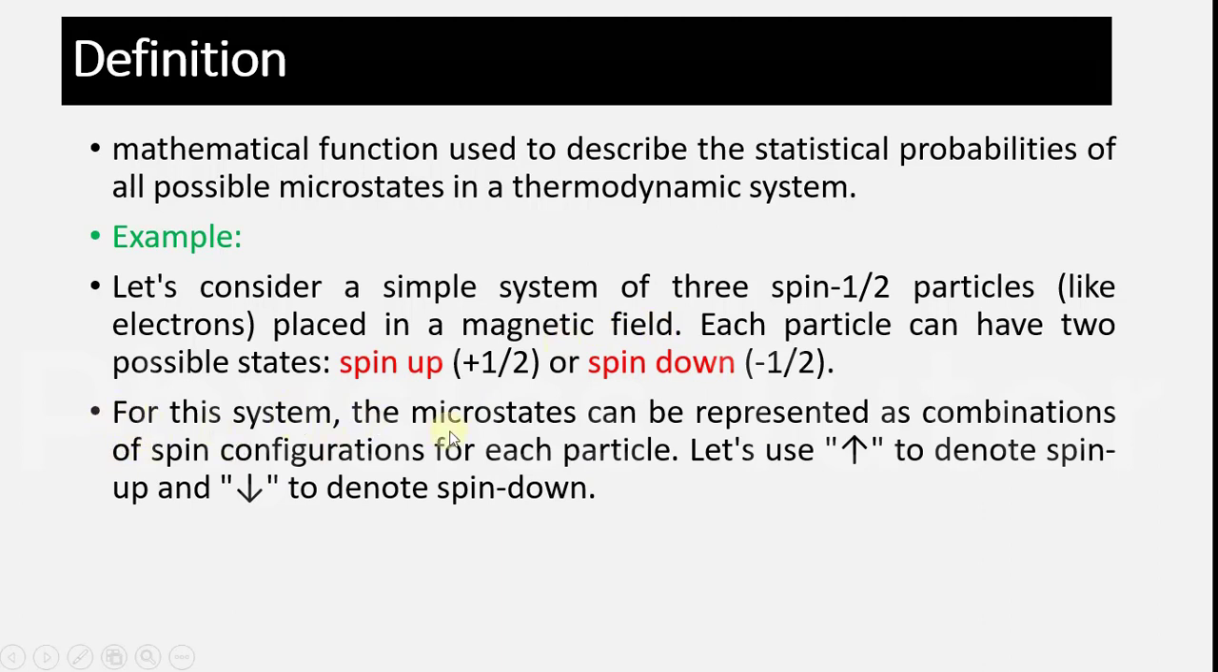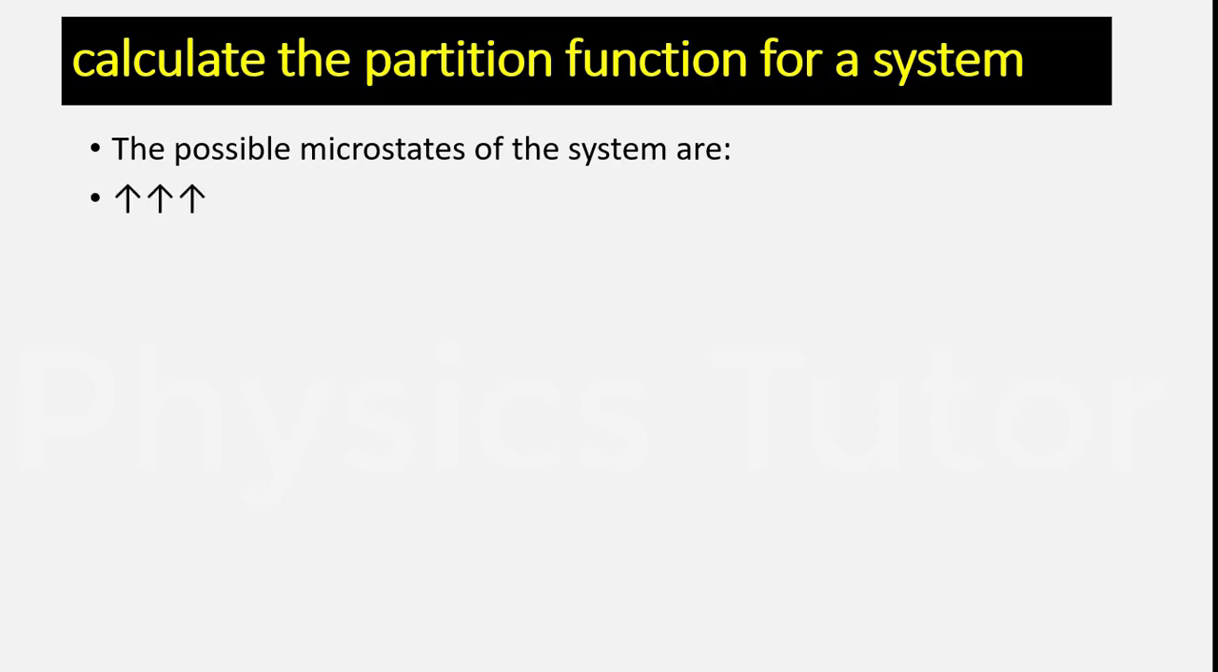For example, we have a system whose microstate can be represented as a combination of spin configurations for each particle. The upward arrow shows up spin, the downward arrow shows down spin. To calculate the partition function for a system, we take the possible microstates of the system, which can be shown as follows: if we have three particles, their microstates can be shown in terms of the possibility that the three particles have 3 spins.